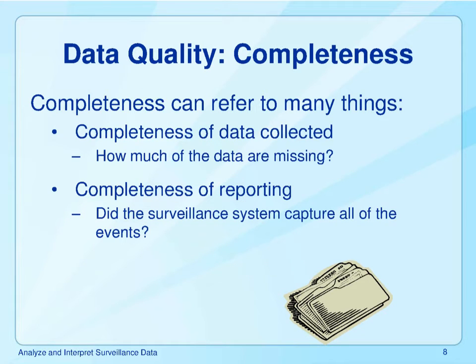So let's talk about some issues with data quality, and we'll start with this concept of completeness. Now, completeness of data is important to the quality of the data collected as part of the surveillance system. Completeness can actually refer to a couple of different things. First, it can refer to the completeness of collected data in the surveillance system, or in other words, how much missing information is there in the system.